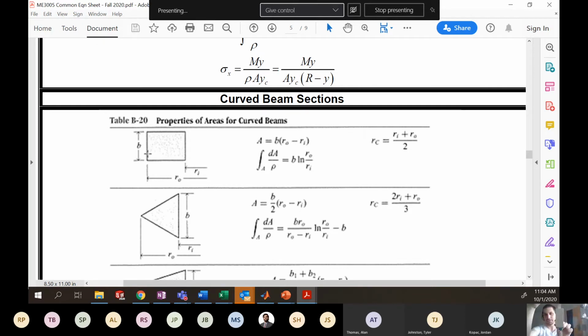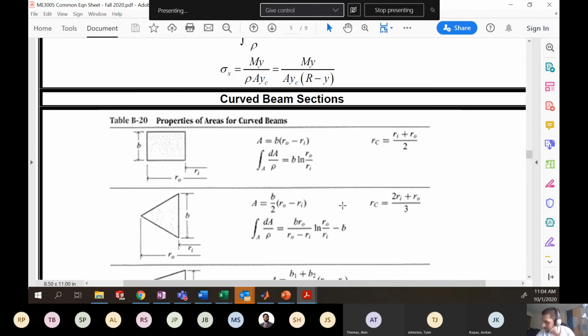All right, so you see we have this rectangular cross-section. There's a distance from the center of curvature to the inner radius we would call Ri, the outer radius we would call Ro, and then the thickness of this particular cross-section, which is here, we would call the distance B. So if that is your particular cross-section, then the integral dA on R, or what the equation sheet says is dA on rho, is B times the natural log of Ro on Ri. Okay?